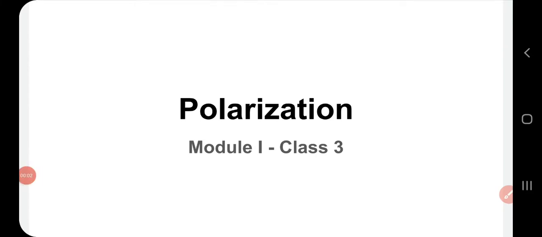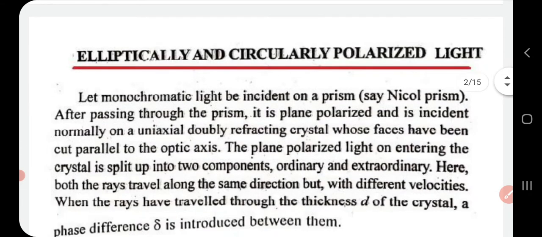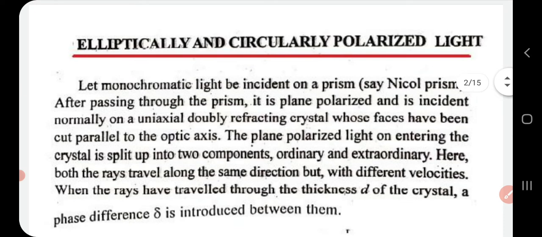Good morning, this is class 3 of our chapter Polarization. Now, this paragraph we have already discussed in our last class, that is elliptically and circularly polarized light.